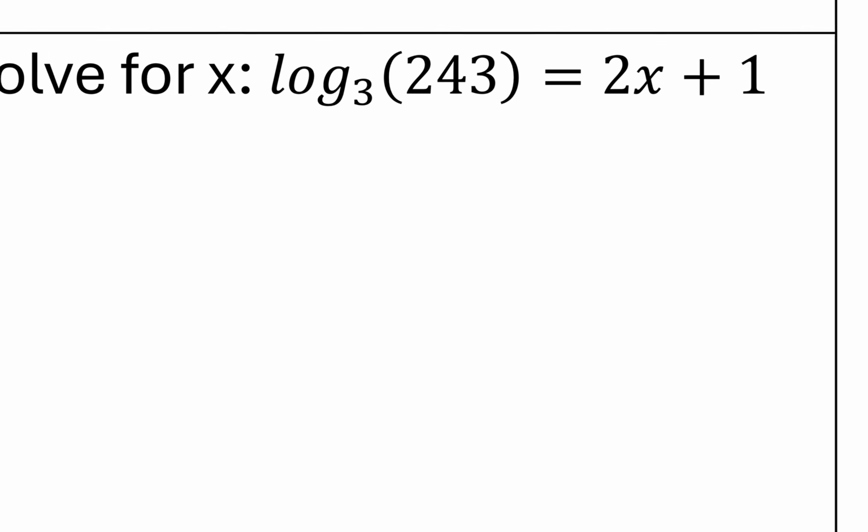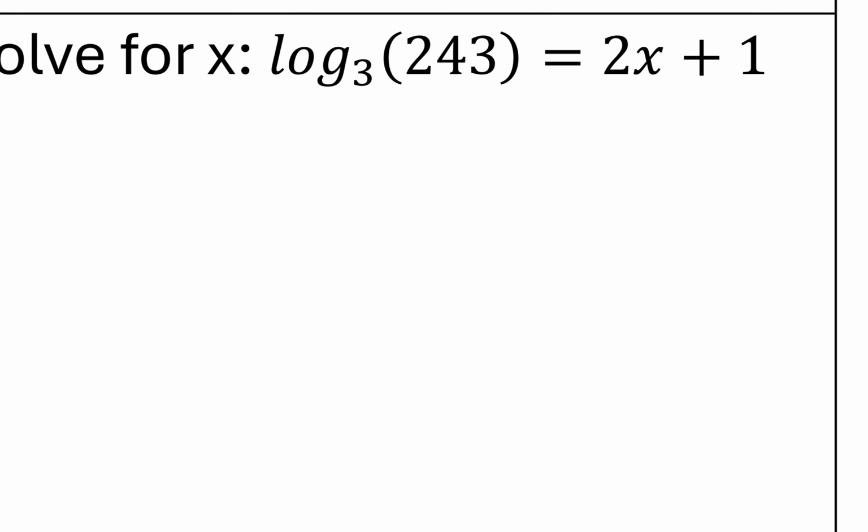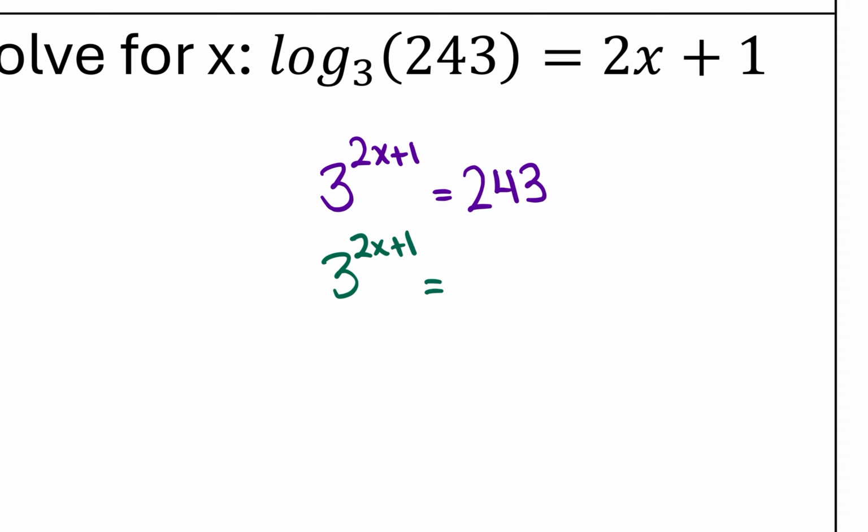Moving on to question number 9. For number 9, my first step is to convert this to the exponential form. So I have 3 to the power of 2x plus 1 is equal to 243. We then convert this with a common base of 3. So we have 3 to the power of 2x plus 1. 243 can be rewritten as 3 to the 5th power.